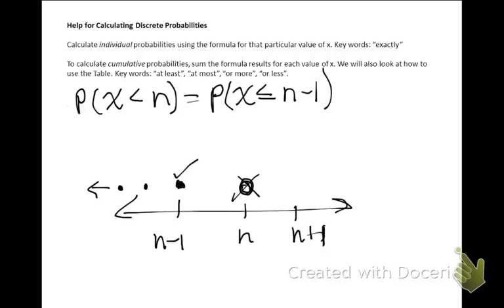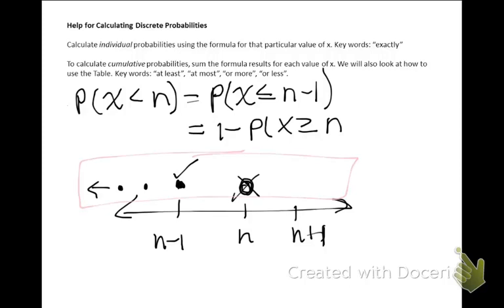Or, if you wanted to flip it around, you could say it's 1 minus the probability that x is greater than or equal to the n value. Remember, this entire thing sums to 1, so if you take 1 and subtract out the n plus 1, and all the values above this, it will leave over the values you were looking for.